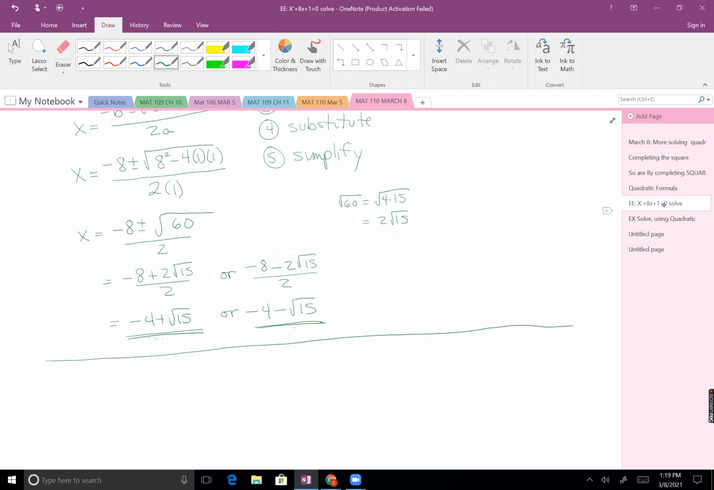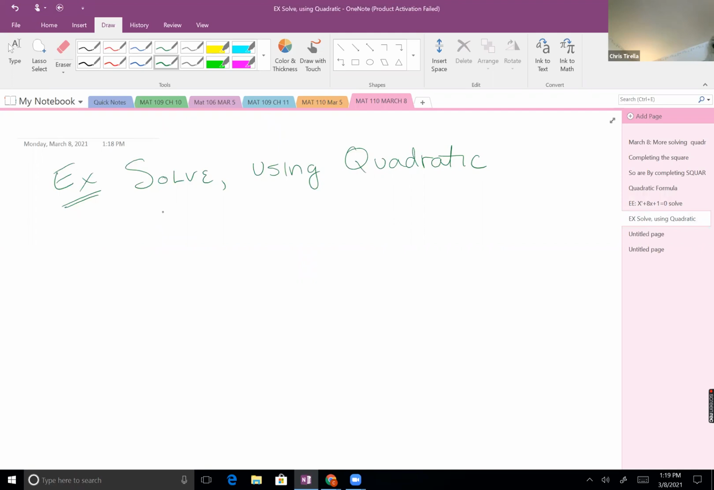All right. Okay, so let's solve using the quadratic formula. Let's use 4x squared plus 3x equals 5. I'll leave it up to you folks. Did you want to do one more together, or did you want to try this one on your own? Try it out. 4x squared plus 3x equals 5.